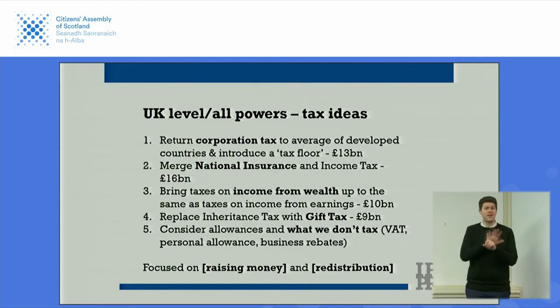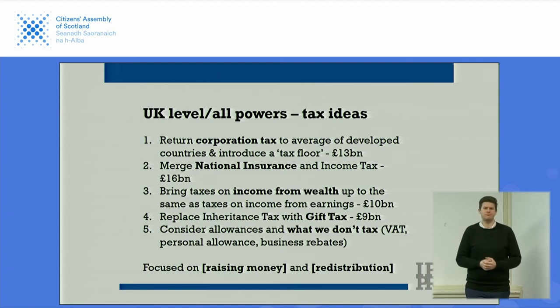So imagine at the UK level, or imagine a Scotland with all the powers it could have. For us, we're really interested in the idea of increasing corporation tax up to the average level for the big countries that we compete with. We've got much lower levels of corporation tax, which is the tax on profits, than they do. And they've been dropping quite significantly. In doing so, we think we could raise around £13 billion a year. So you can see how this is beginning to get us towards that £100 billion.